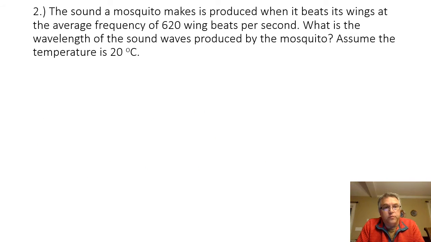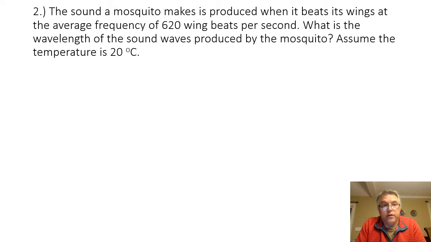Problem number 2. The sound a mosquito makes is produced when it beats its wings at the average frequency of 620 wing beats per second. What is the wavelength of the sound waves produced by the mosquito? Assume that the temperature is 20 degrees Celsius.